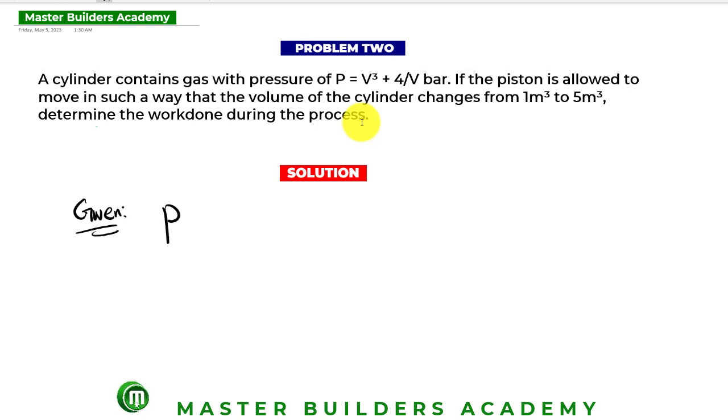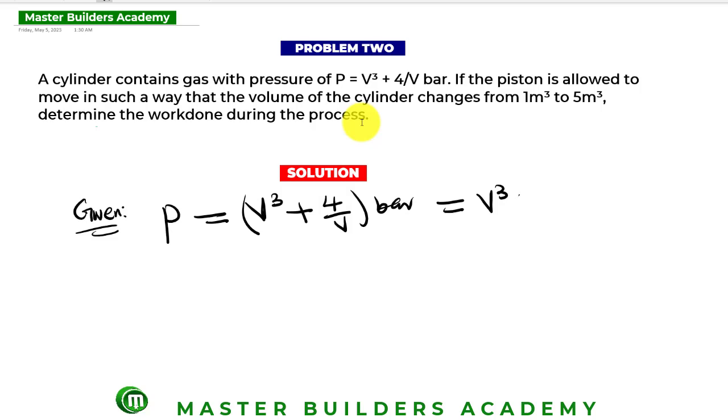So the first thing that we are given now is pressure, which is given as V cube plus 4 over V, all in bars. And then by extension, this is (V cube plus 4 over V) multiplied by 10 raised to the power of 5 newton per meter squared. Remember that we don't solve in bar, and 1 bar is equivalent to 10 raised to the power of 5 newton per meter squared. I hope you understand this.